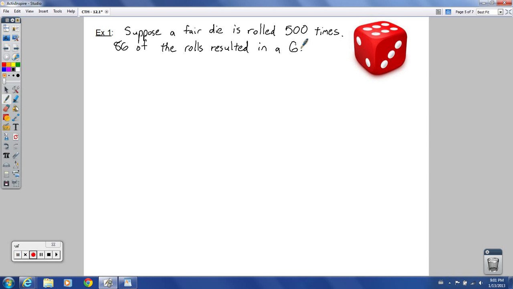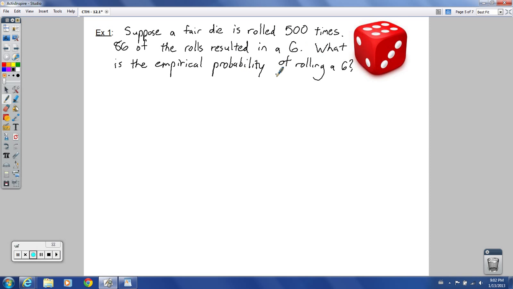You can have other dice too that would be fair, but a cube-shaped die is most common. So we're using a cube-shaped die. 86 of the rolls resulted in a 6. What is the empirical probability of rolling a 6? So in other words, what's the chance of that happening based on the results of the experiment? So this is empirical, this is experimental probability.